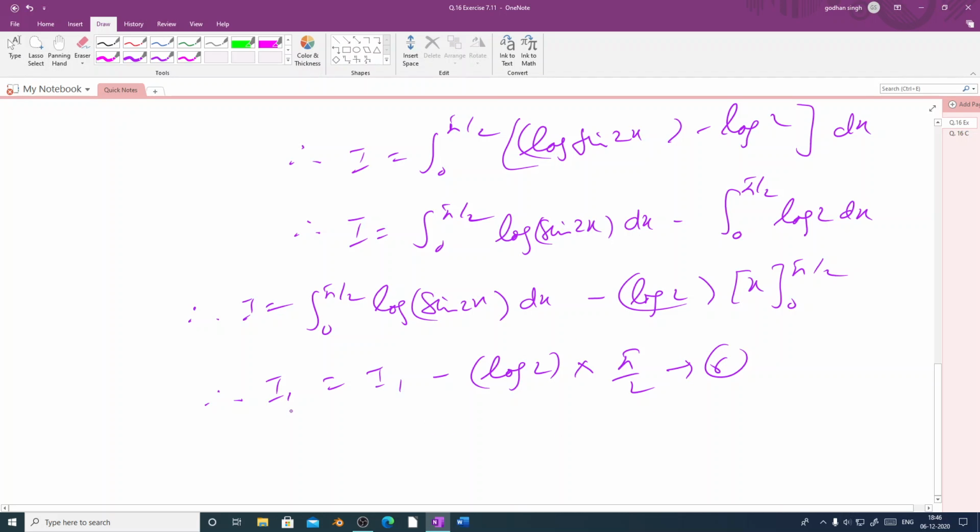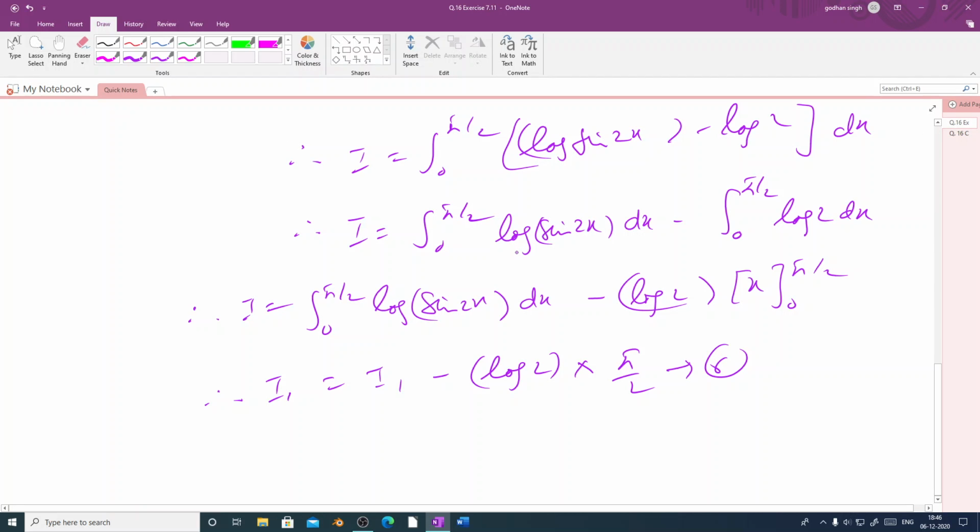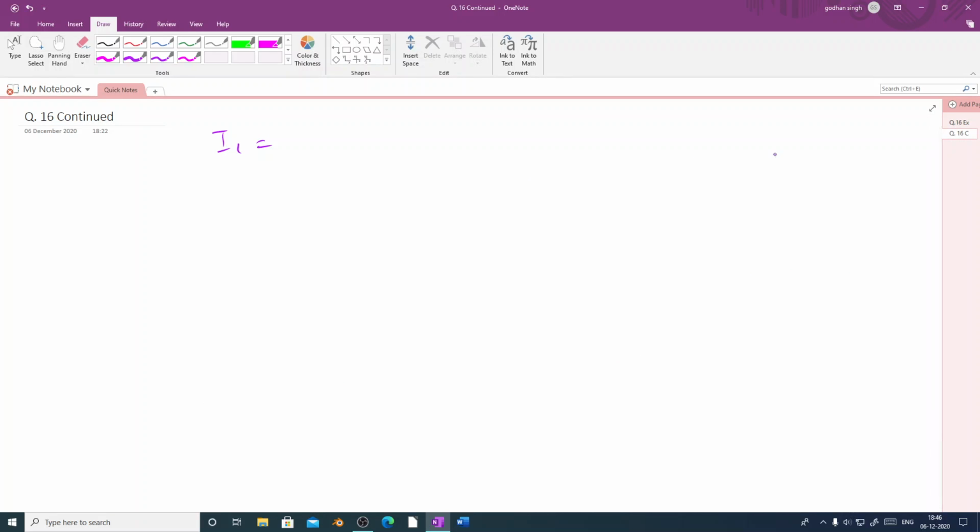Now we'll be solving I1. If you know the value of I1, we can get the answer of this one. So we'll solve I1. So what is I1? I1 equal to, let us see from here, integral from 0 to pi by 2 of log sin 2x dx.